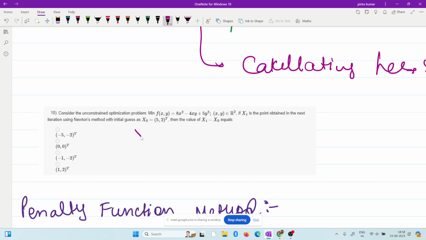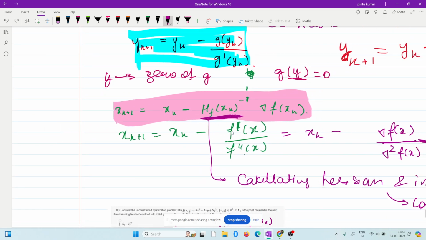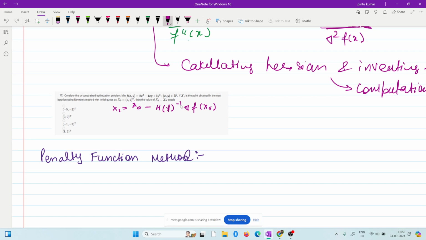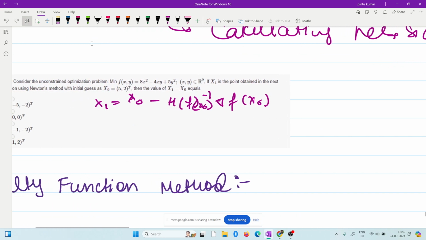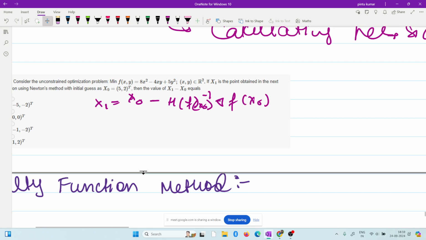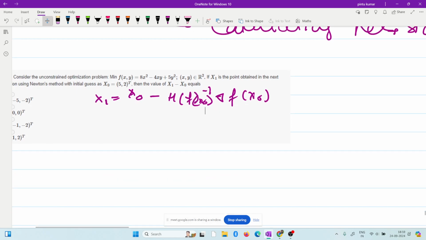So we don't have to do anything much. x1 is given by x naught minus Hessian inverse times the gradient at this point x naught. The Hessian also you have to calculate at x naught only. Okay. So this is more of a calculation work. We'll try to do it. The idea is very similar to gradient descent, but you have to calculate it.